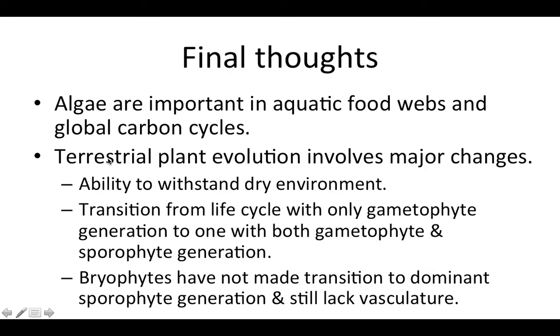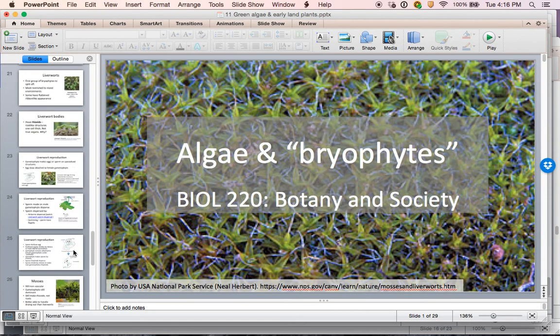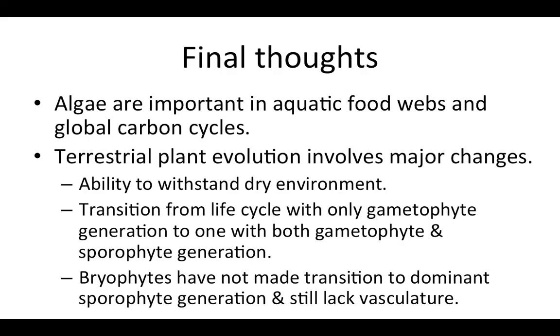Second, when we think about terrestrial plant evolution, there's many changes we need going from the charophyte to the typical terrestrial plant. In the bryophytes, we see a limited ability to withstand a dry environment. They're not great at it, so they're still found in moist places, but they no longer have to be underwater. Second, we see a transition from a life cycle with only a gametophyte generation to one with both a gametophyte and sporophyte generation. This is going to be important because it's going to lead us towards a dominant sporophyte.